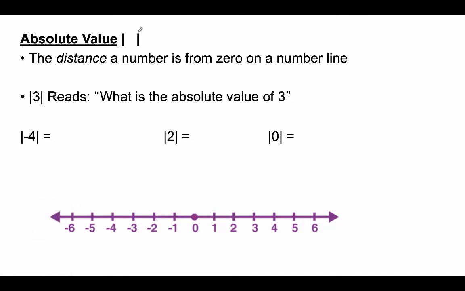Better. Okay, absolute value. You've probably seen it before. The distance a number is from zero on a number line. So when we get these vertical straight lines, they're usually a little longer. What is the absolute value of 5?